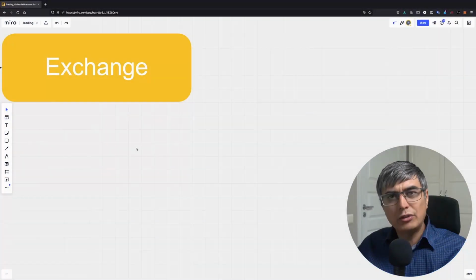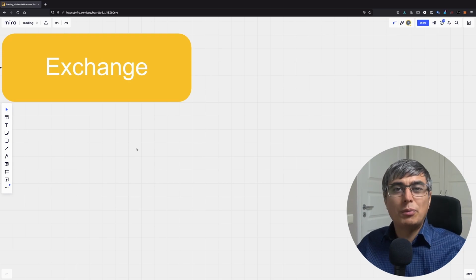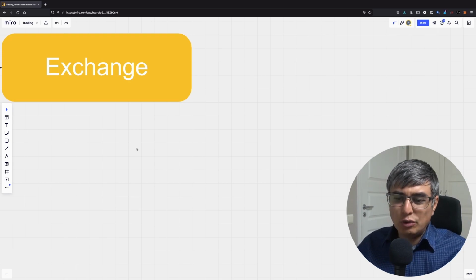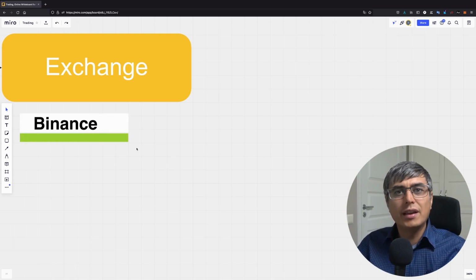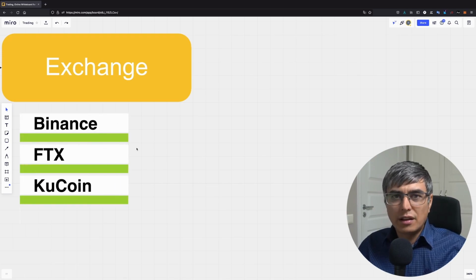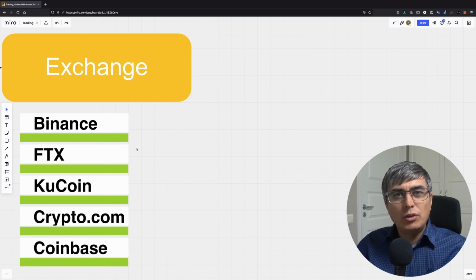Let's dive into this simple diagram I put together to try to illustrate this process better. As you already know, if you're thinking about automating trading, I assume you already have some money on a crypto exchange. The exchange is the place where we buy the coins and sell them, of course, to try to turn a profit, right? That is the definition of trading. This is the first thing you are going to need. An exchange might be, for example, Binance, FTX, KuCoin, Crypto.com, Coinbase, you name it.